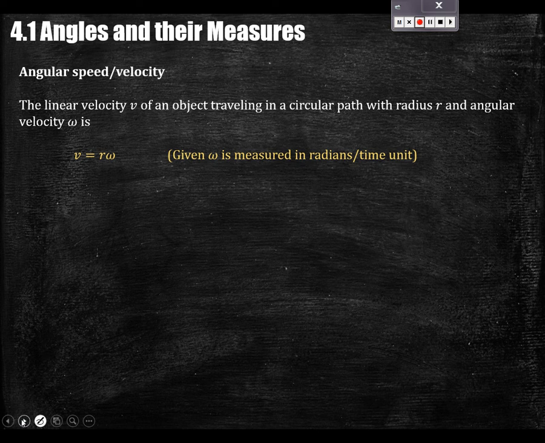It's a v. V equals r omega. It's a fancy W. Yeah, don't call it W. It's an omega. It's the last letter of the Greek alphabet. Omega in lowercase.